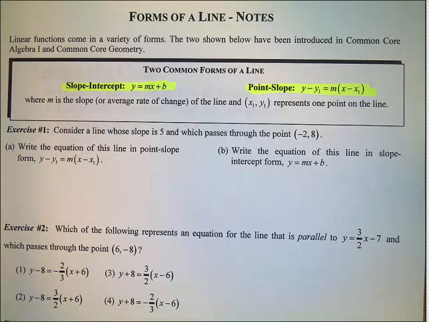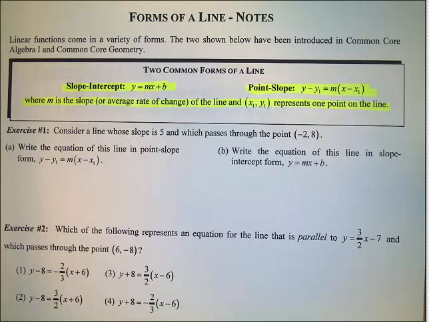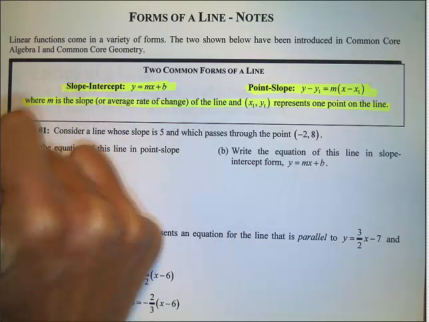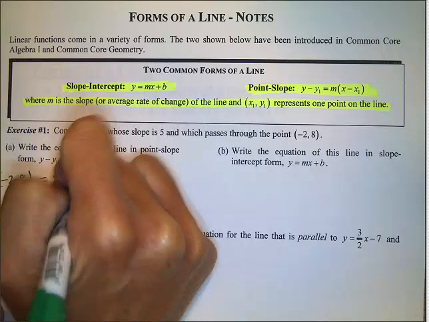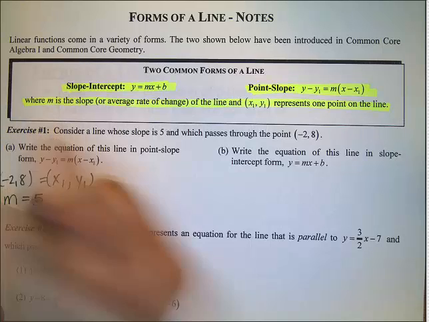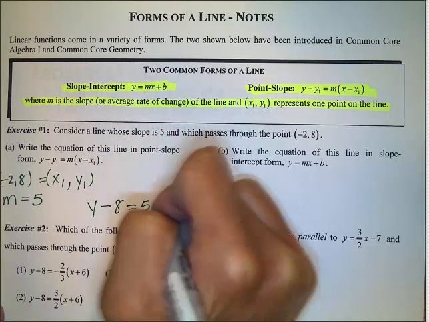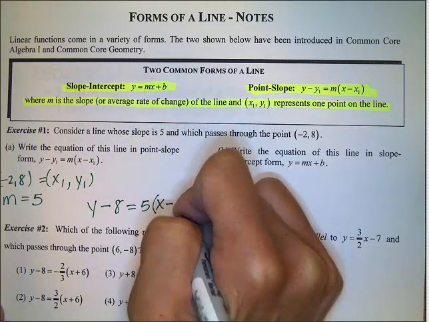So make sure you know your slope is your average rate of change, and x and y represent a point on the line. Consider a line whose slope is 5, and which passes through the point -2, 8. Write the equation of the line in point-slope form. So your point is -2, 8, which represents your x1, y1, and your slope is 5. So we're just going to substitute: y minus 8 equals 5 times x minus -2.